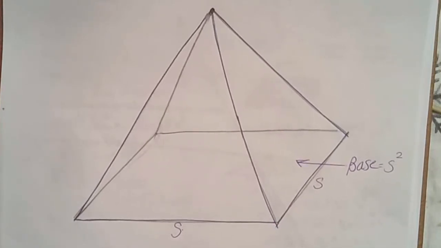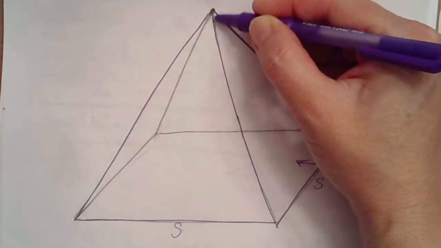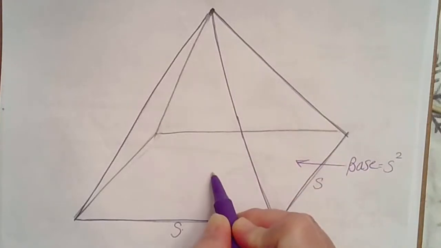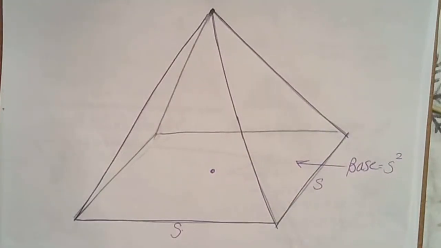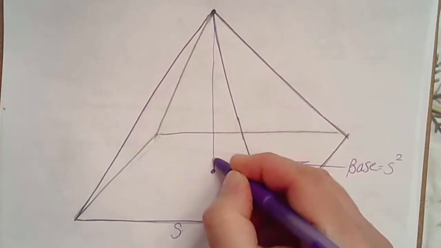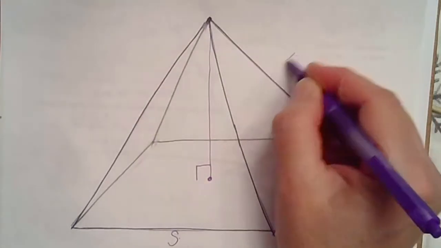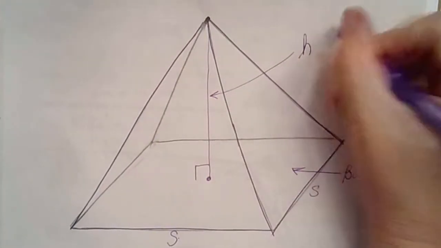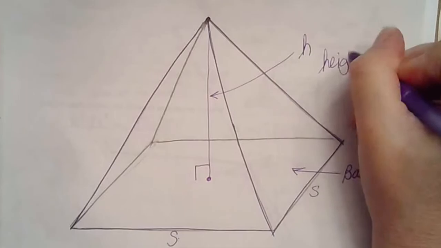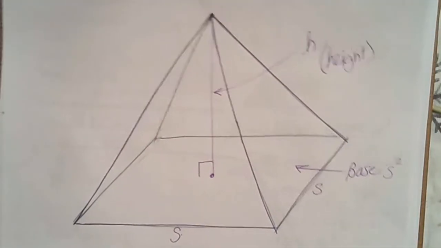Aside from that, we have from the vertex, we are going to drop a perpendicular line that comes to the middle of that base. It's going to be perpendicular to this base, and that is called h. That's the height. So that's one measurement that we're going to have in a pyramid.